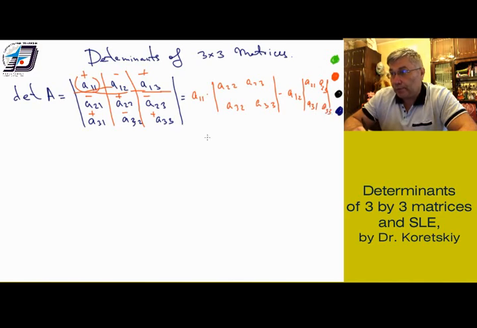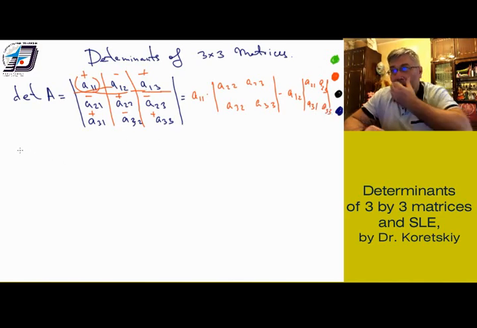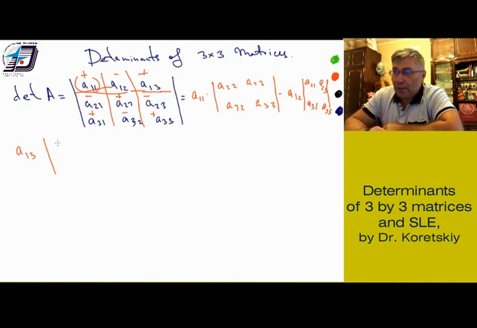Next element A12: I take this element with the sign minus. But now I have to exclude the first row and the second column, and the rest of the matrix, A21, A23, A31, A33, goes into the second 2 by 2 matrix: A21, A23, A31, A33. And then the last one goes A13.